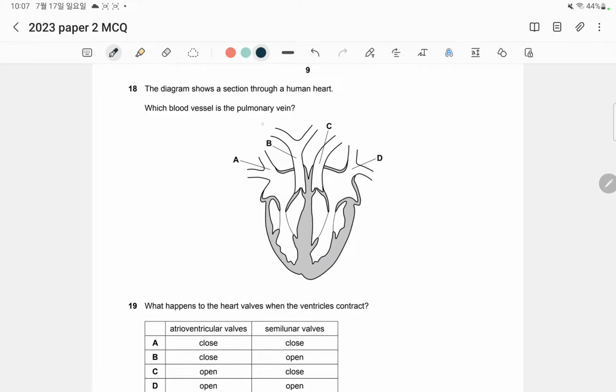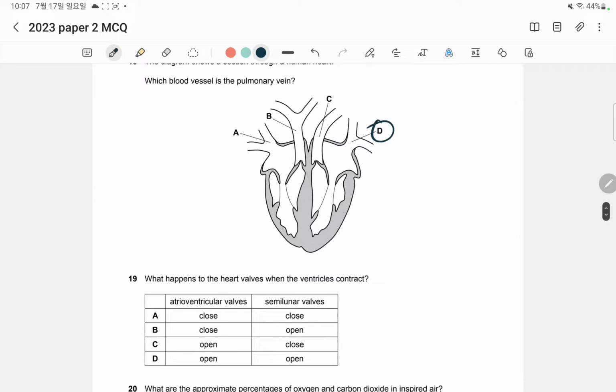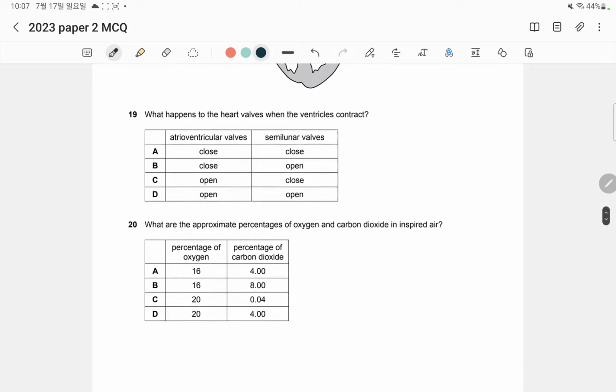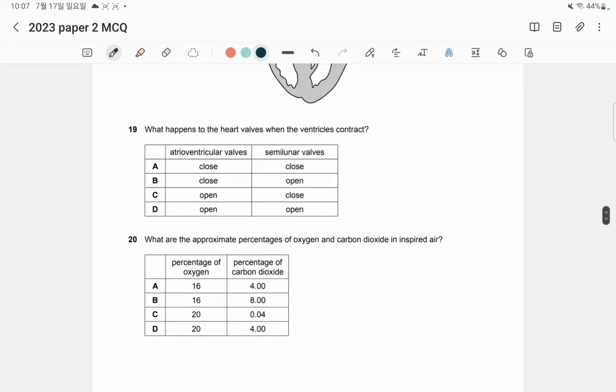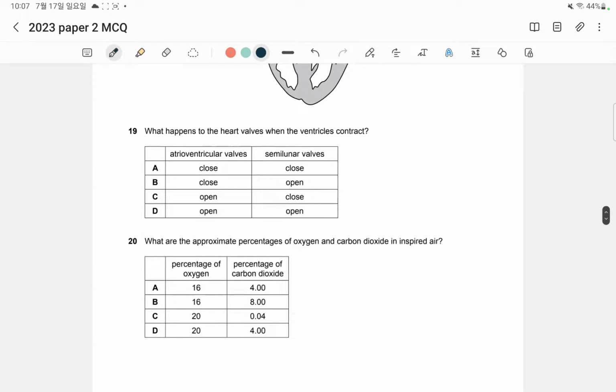Okay, now which vessel is the pulmonary vein? The answer would be D. Number 19. What happens to the heart valves when the ventricles contract? Now the answer would be B.